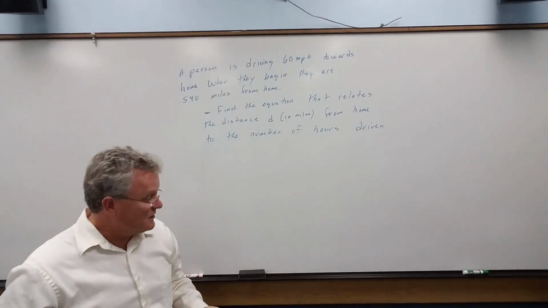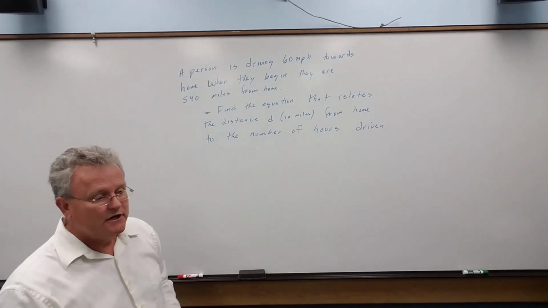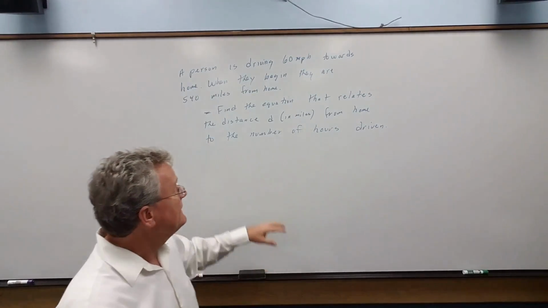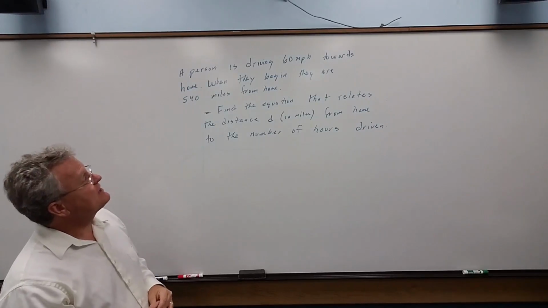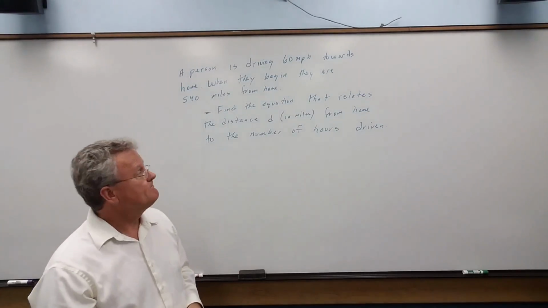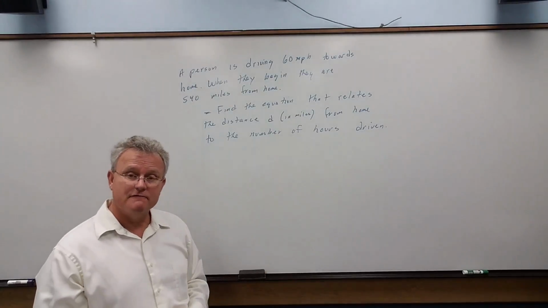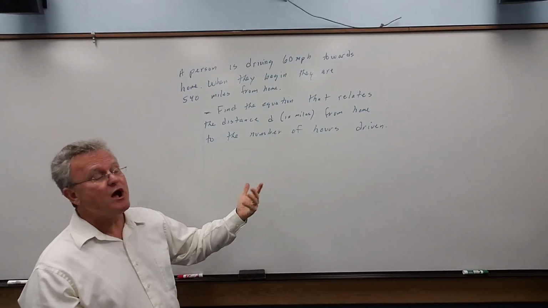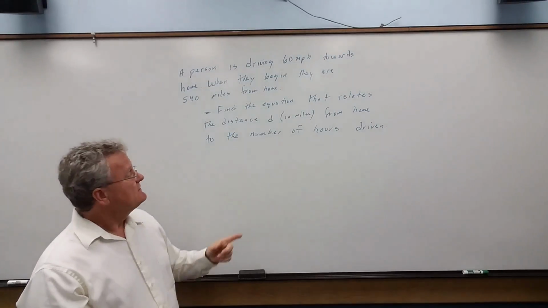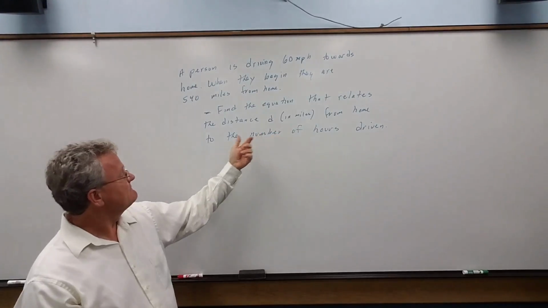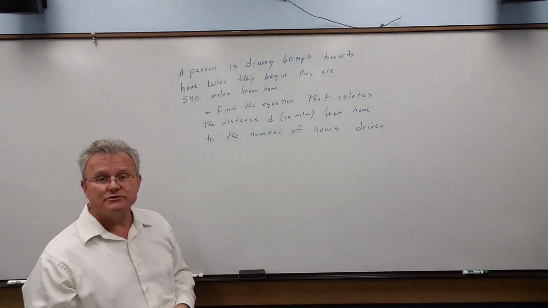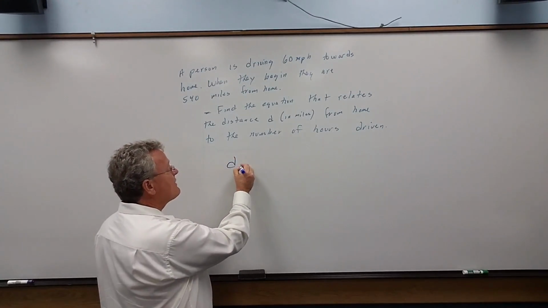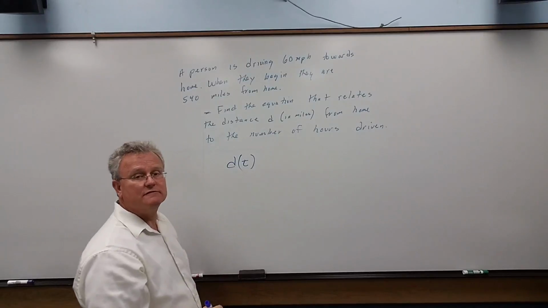Okay, so here we're going to do an application of a linear equation in two variables, basically y equals mx plus b. And here's the problem. A person is driving 60 miles an hour towards home. When they begin, they're 540 miles away from home. The problem is to find the equation that relates the distance d from home to the number of hours driven, or the time. So in other words, we want to write distance as a function of time.